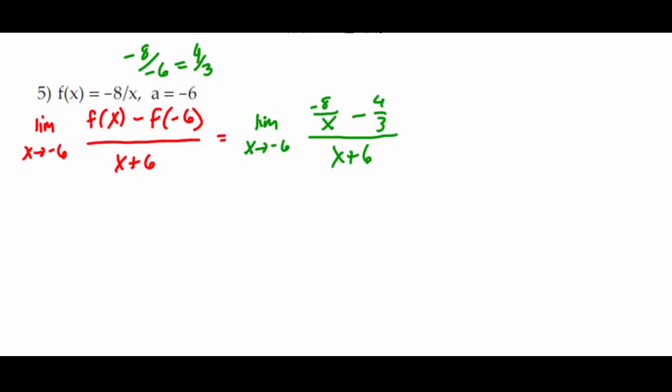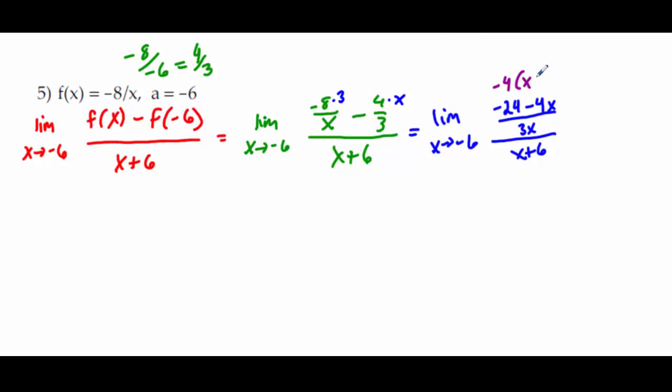Now we want common denominators. So the first fraction needs a 3 and the second fraction needs an x. So that means I have negative 24 minus 4x over my common denominator, which is x and 3, so 3x, over x plus 6. Now I can factor on top right here. I can take a negative 4 out of both of these and then flip them around if I want to. If I take a negative 4 out, that leaves me with x plus 6.